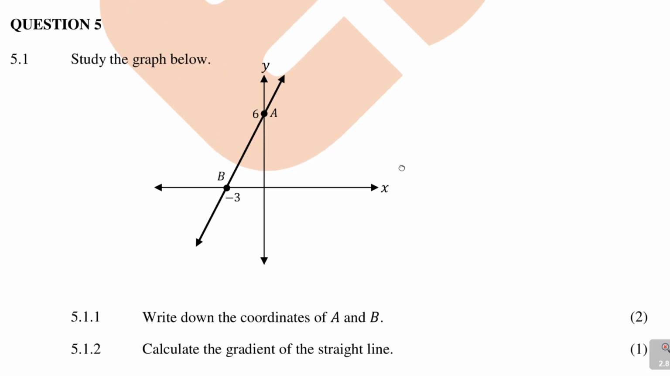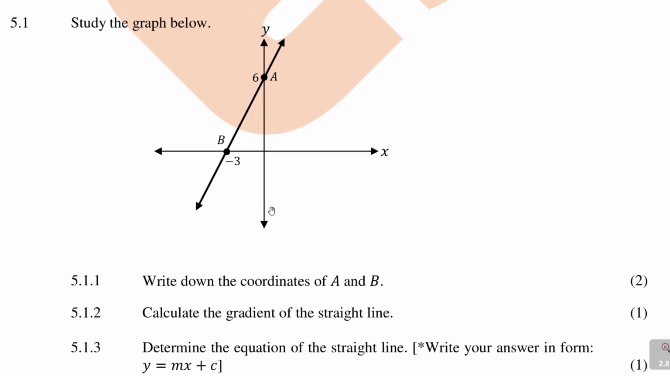It says study the graph below. Then we are having this kind of a scenario. So what we have, we've got A and B. A is 6, B is minus 3. Then it says write down the coordinates of A and B. So what is A here? A is 6. So it's going to be 0 and 6. Yes, and then what is B? B is minus 3 and 0. Right. Yes, so that is that.